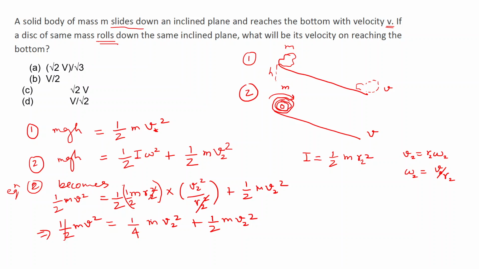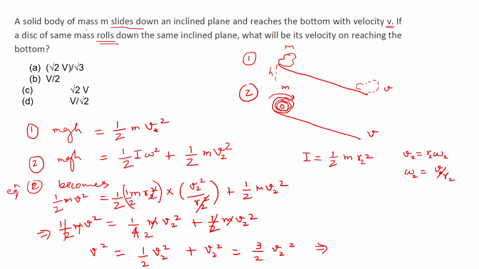Let me repeat it again, half m v square. So half and half will be cancelled, m will be cancelled, so what we are left with is v square is half v2 square plus v2 square. So this half plus 1 means 3 by 2 v2 square.